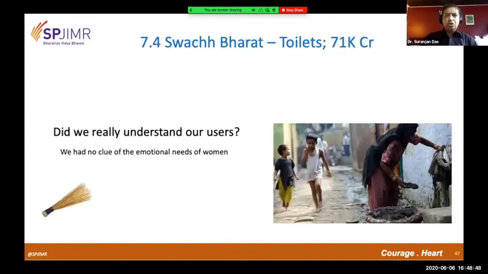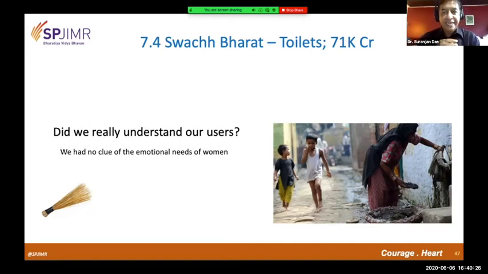Okay, Swachh Bharat toilets, very quickly, did we really understand our users? We have already spent 71,000 crores, but we have data of some of the states. In some of the states, let me tell you, the essential thing for a toilet is that it has 4 walls, or rather 3 walls and a door. And then women in one of the states, in a survey, said that, hey, we would not lie. We go to the fields with our friends, with other women in the early morning, because that's the only opportunity in a male dominated society. That's the only opportunity of going out.